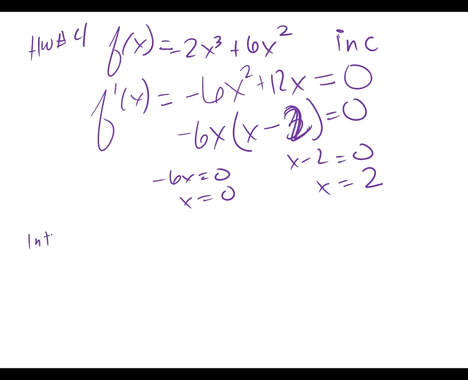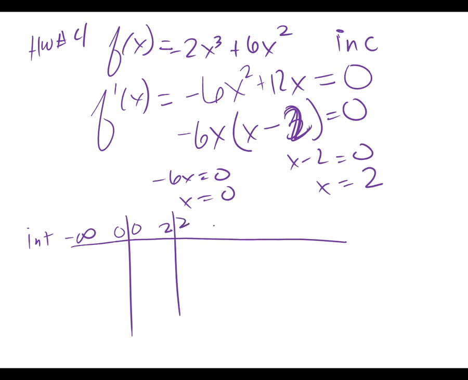Alright, so the interval, where am I going? What am I starting at? Negative infinity. What's my first critical number? 0. 0, 2. 2, infinity. Alright, I've got to pick numbers in between. So a number between negative infinity and 0, between 0 and 2, and 2 and infinity. 10. Four would work too.